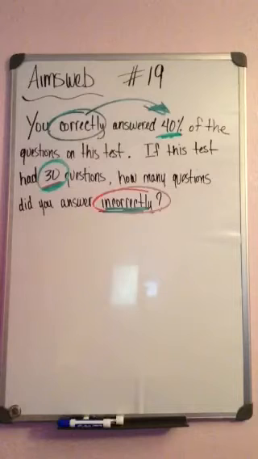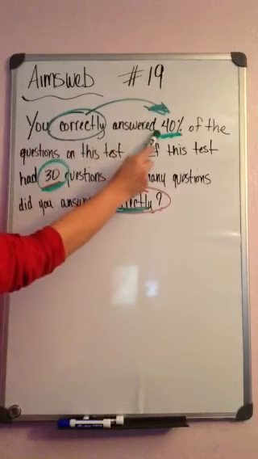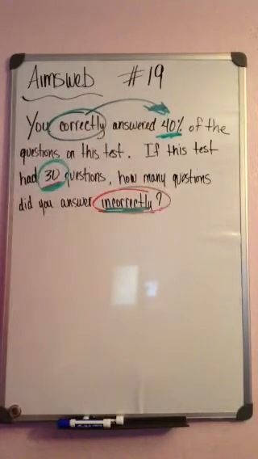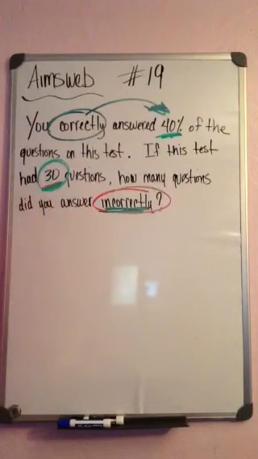So, you notice I have certain things circled, underlined. Why? Yes, because it's key information we need. For instance, here, you correctly answered 40%. Right there caught your eye. The test has 30 questions. You need to know this.